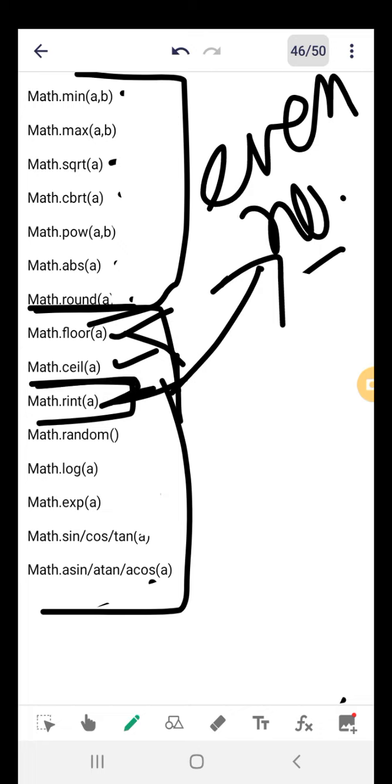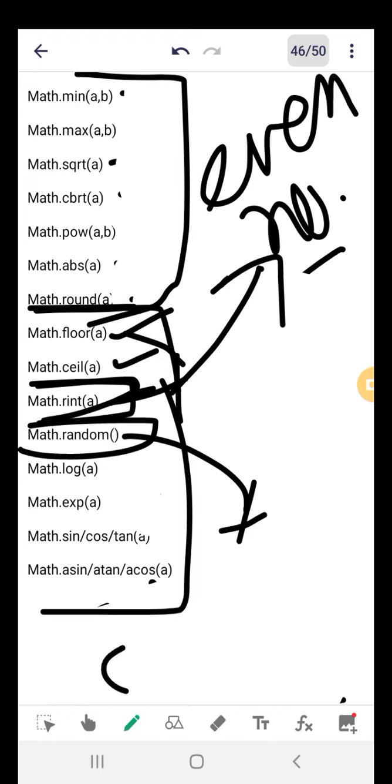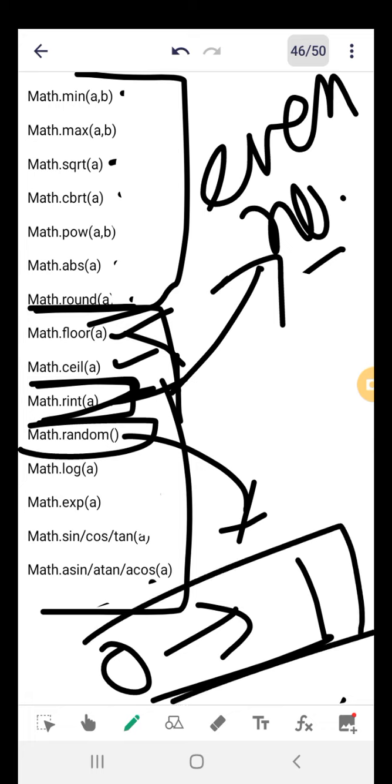So Math.rint is done. Math.random generates, there is no argument in Math.random, you can see it is just written like this: Math.random, first bracket open close. So this function returns any random value between 0 and 1. Between 0 and 1, any random value it will produce.